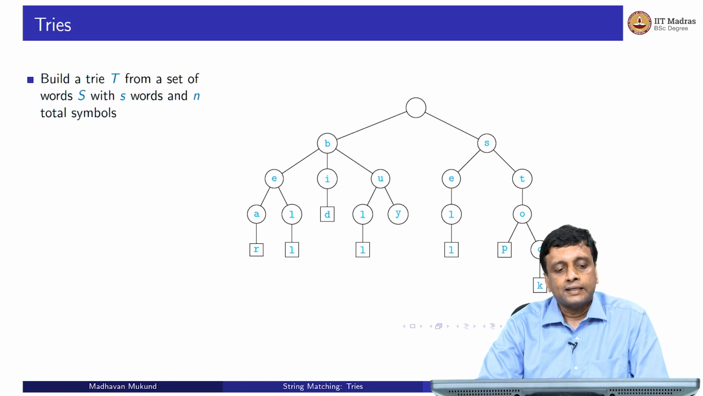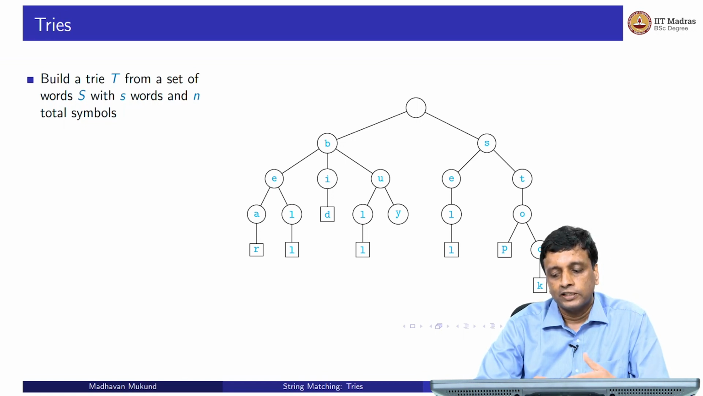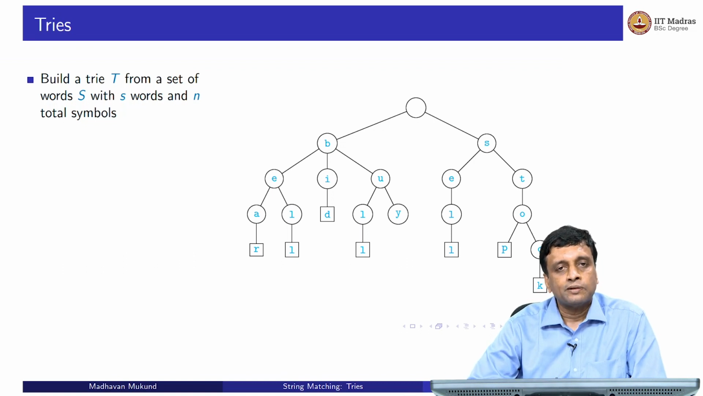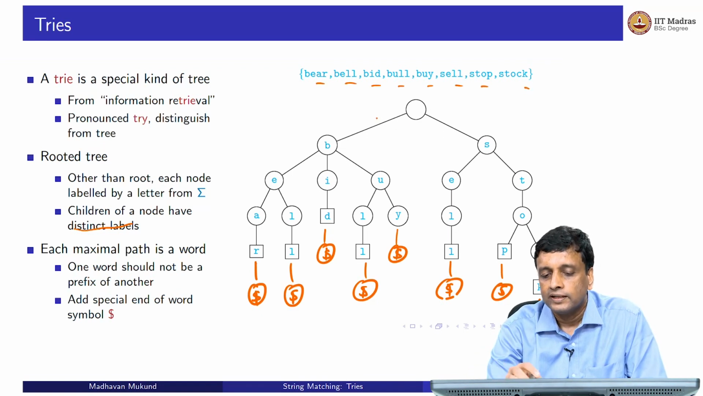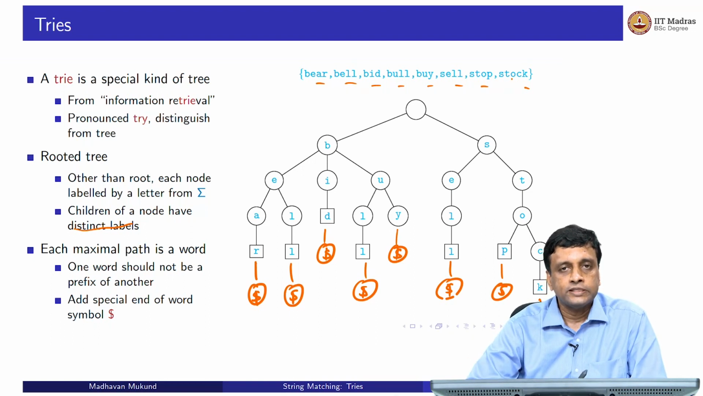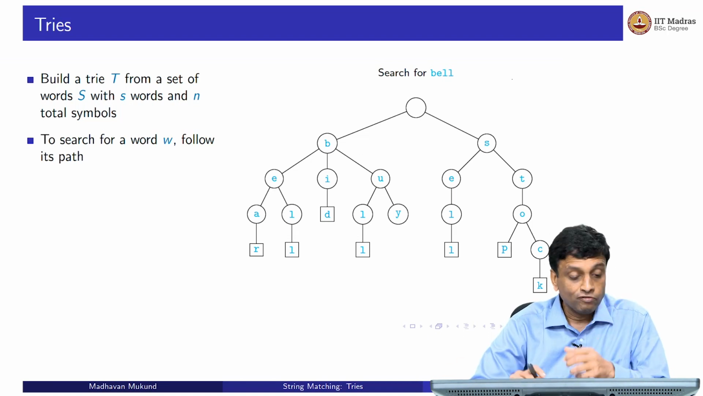So we typically build a trie, as we said, from a set of words. So this set of words, capital S, has some subset of words. In this particular case, if you remember, we had about 8 words, and totally we have some n symbols across these words, right? So if you look at this, we have 1, 2, 3, 4, 5, 6, 7, 8 words, and we have 4 plus 4 plus 3, 11, 15, 18, 22, 26 and 5, 31 letters across these 8 words. So now to search for a word, as we said, we follow the path.